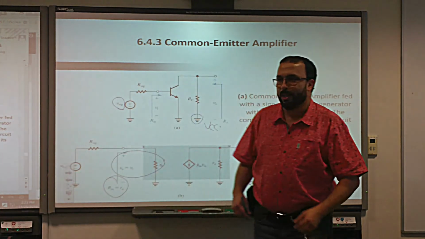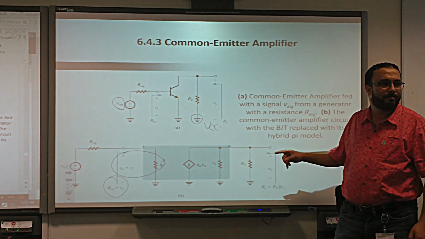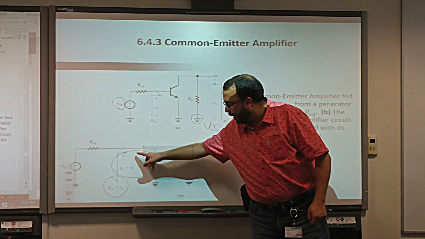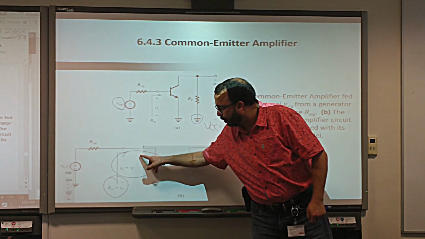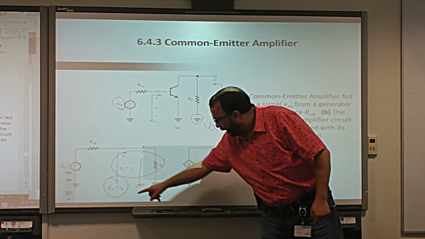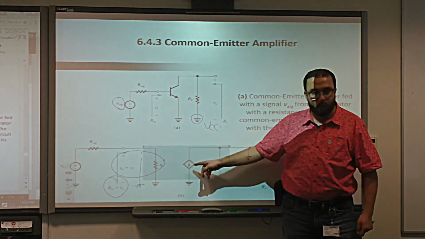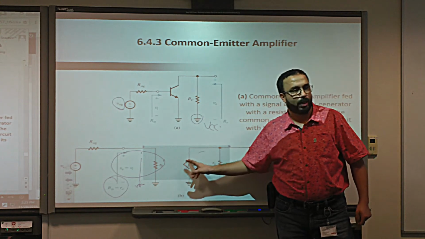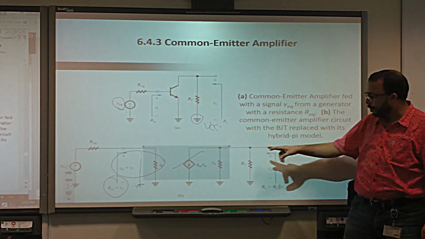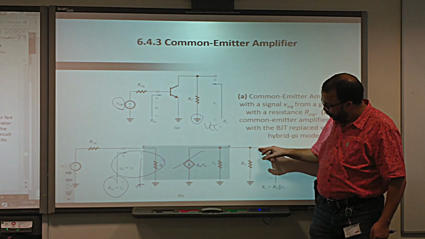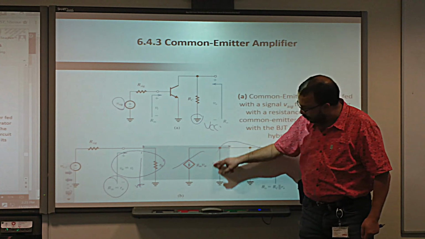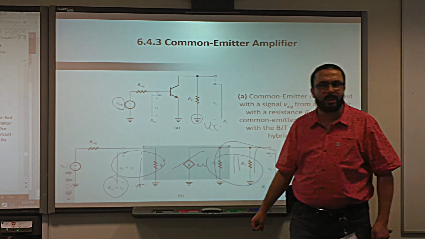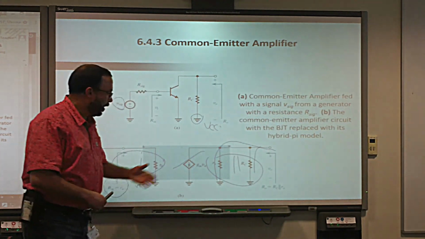And for Rout, what do we do first? We put Vin to ground. If we put Vin to ground, that means V pi is going to be grounded, yes or no? And then once it's grounded, the dependent source is going to be 0, meaning open circuit, yes or no? And then we send the current from the output here. It will go through this and through this, and that's it. So these two in parallel is the total output resistance, yes or no? Yes. And that's what it is.